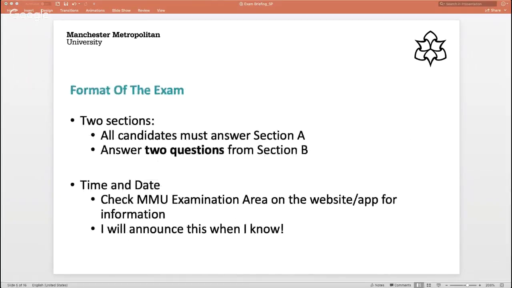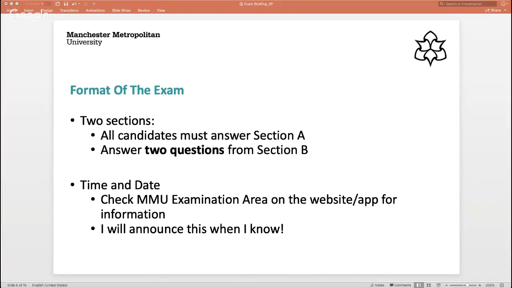So if you have already opened the exam paper on Moodle, you will see that you've got 2 sections to this exam. Everyone here listening to this lecture and this Google Hangout will have to answer section A. It's the same question, but you'll be able to pick from 2 topics within section A. And then in section B, you've got 5 questions and you need to answer 2 of them.